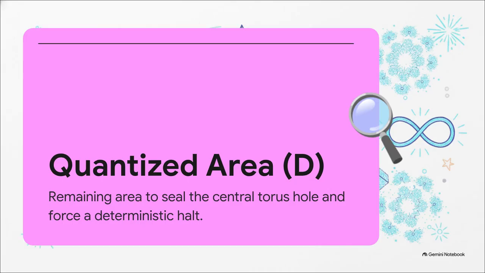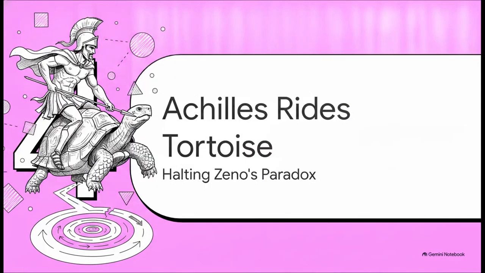The author solves this puzzle by defining a physical cap on the system, where capital D equals lowercase d to the power of n. In this specific manifold, there's an area duality between the total macro column and the capping block. D represents the quantized remaining area required to seal what the author calls the central torus hole. You can think of it like a literal physical plug for a leak in your system. As the step index n increments, the remaining area scales down deterministically until it reaches a bit-perfect cutoff. This forces the execution to stop exactly when it needs to. Boom, problem solved. This brings us to section 4, Achilles rides the tortoise.